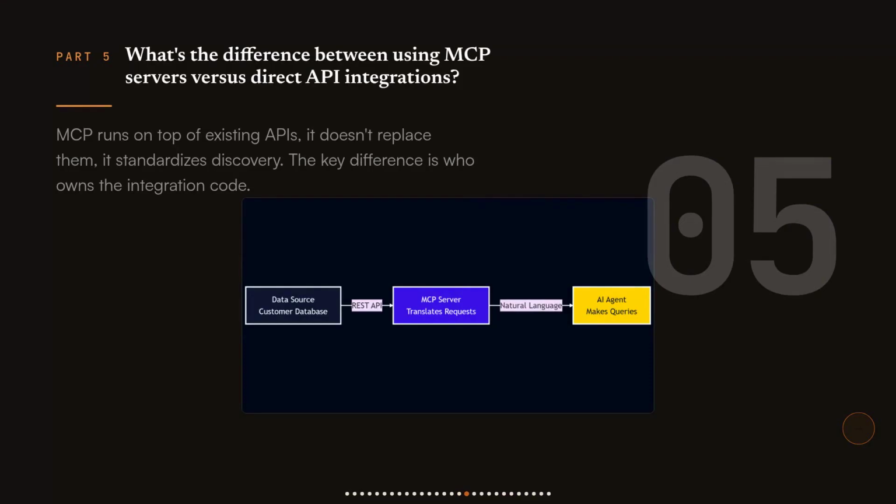The objection I hear from developers is, why bother with MCP when I can just call the API directly? And honestly, for a single one-off tool, that's a fair point. But the moment you're connecting 5 apps to 10 tools, you're looking at 50 bespoke integrations to build and maintain. And that's where MCP changes the math.